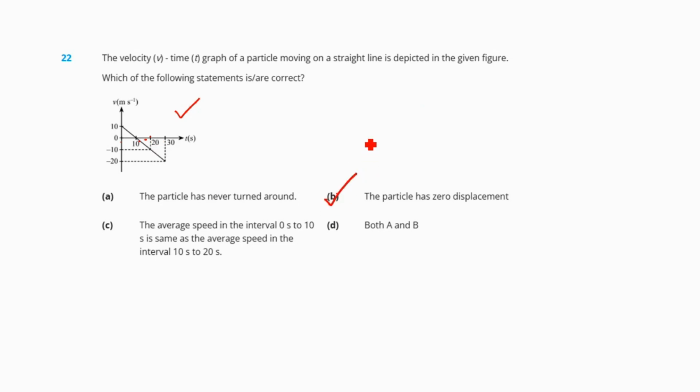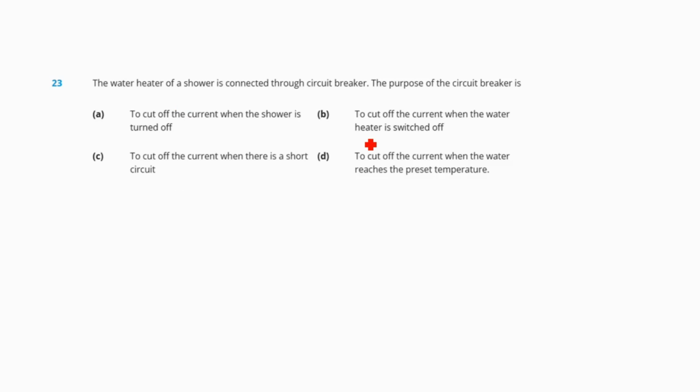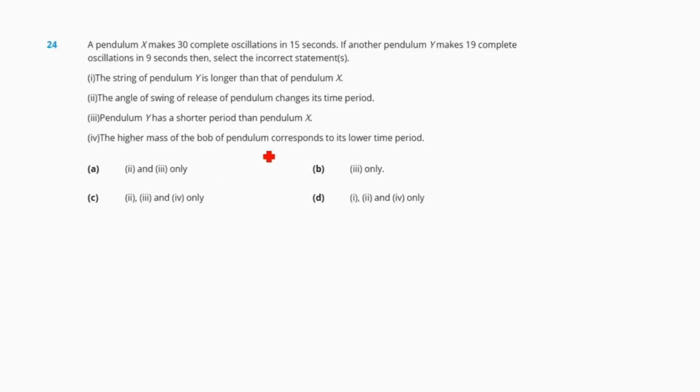The particle has zero displacement. Question number 23. The water heater of a shower is connected through a circuit breaker. What is the purpose of the circuit breaker? So we all know that the circuit breaker is the protective thing for our electric gadgets. The circuit breaker is generally used to cut off the current in case of short circuit. Hence, the appliance that we are using is protected. So our correct answer is option number C, to cut off the current when there is a short circuit.